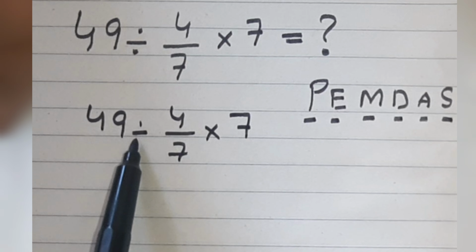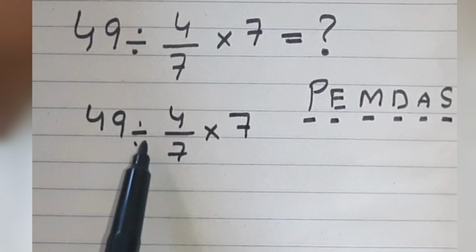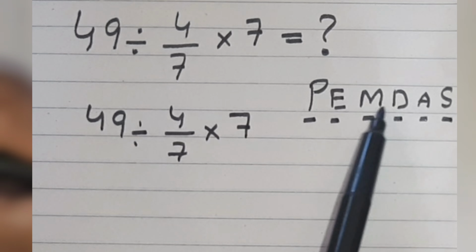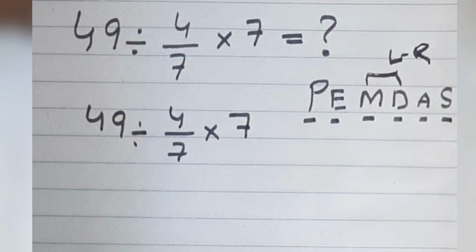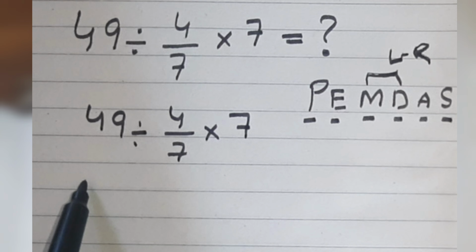According to the order of operations, multiplication and division have equal priority, and we have to work from left to right. So here, first, we have to do this division, then this multiplication.